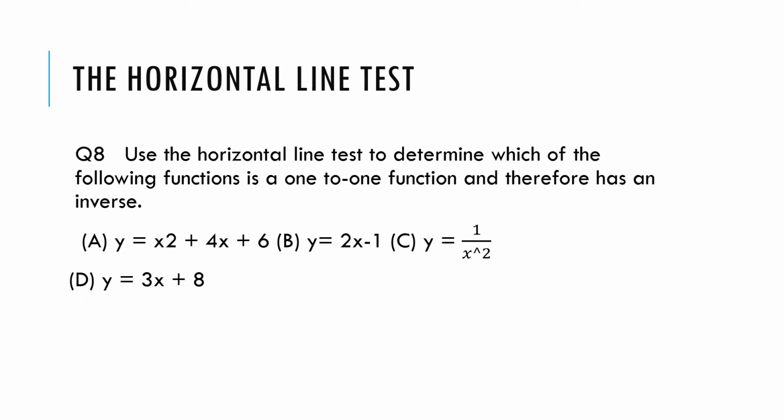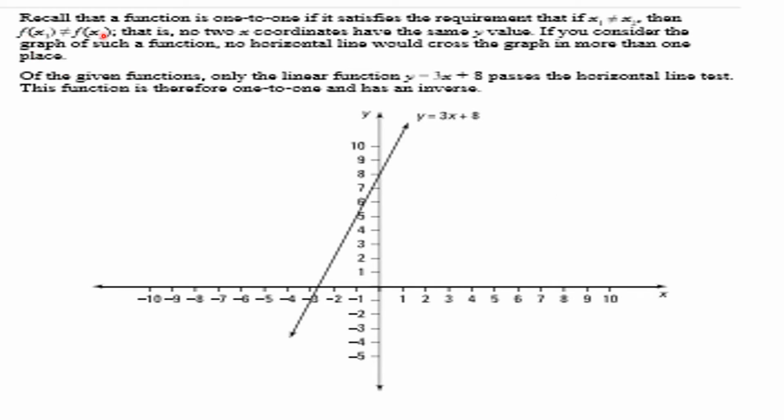Let's see the horizontal line test. Now recall that a function is one-to-one if it satisfies the requirement: if x1 is not equal to x2, then f(x1) is not equal to f(x2). That is, no two x coordinates have the same y value. If you consider the graph of such functions, no horizontal line will cross the graph in more than one place. Of the given functions, only the linear function y = 3x + 8 passes the horizontal line test. This function is therefore one-to-one and has an inverse.